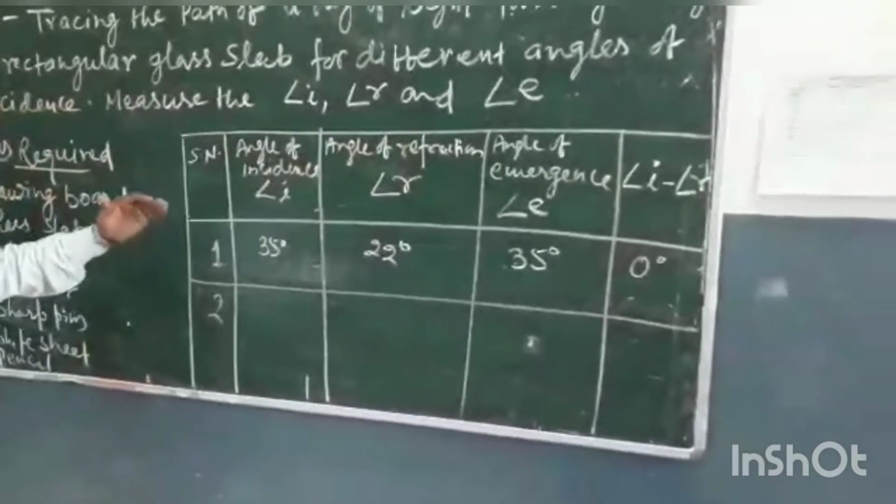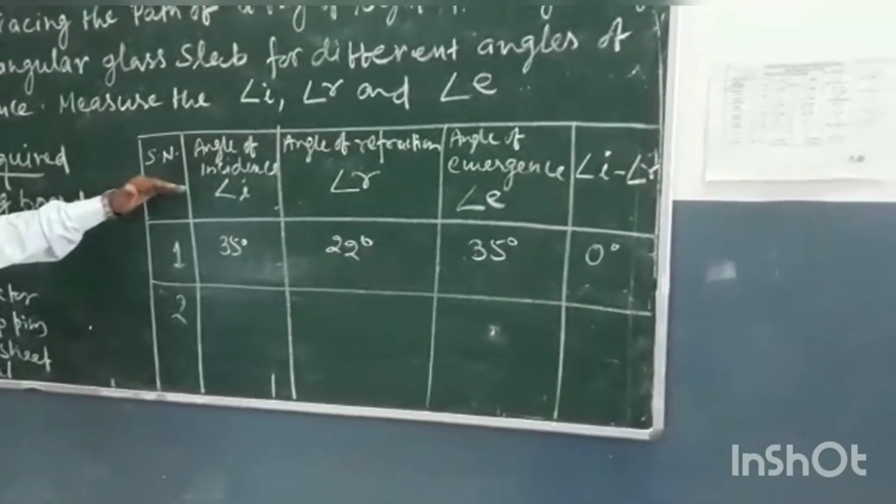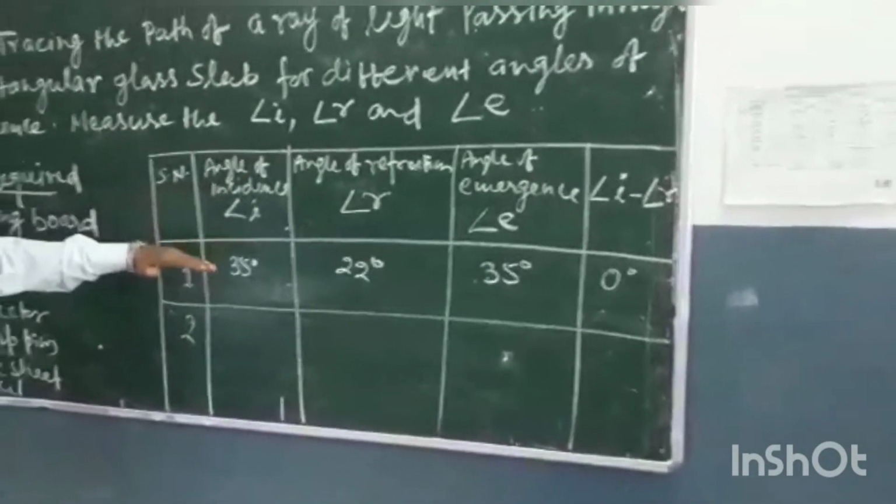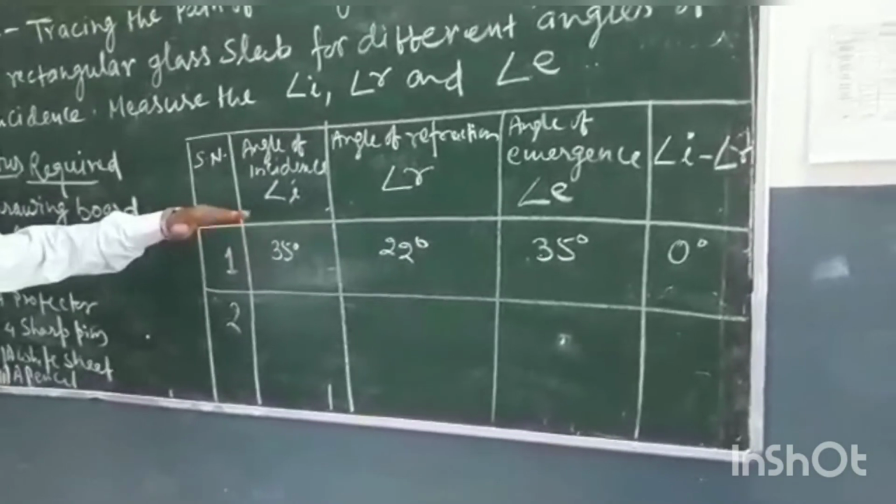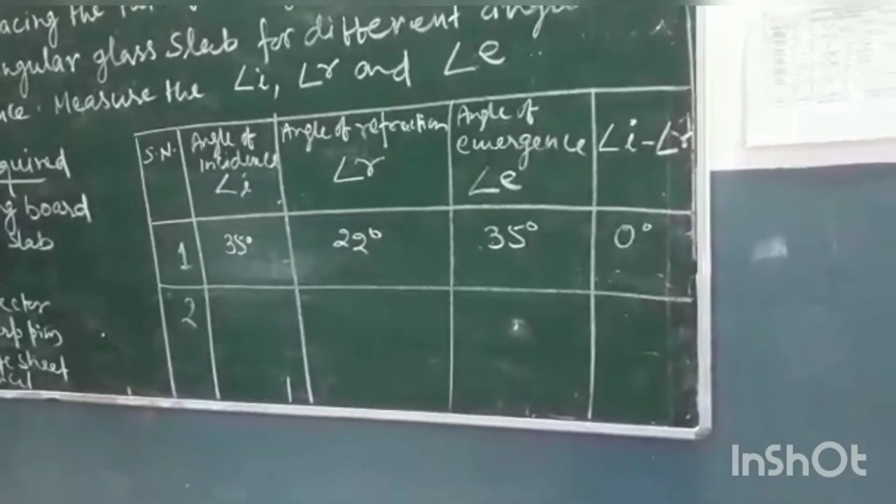Similarly we can take other incident rays and find out the angle of incidence and angle of refraction and the corresponding value of the angle of emergence.